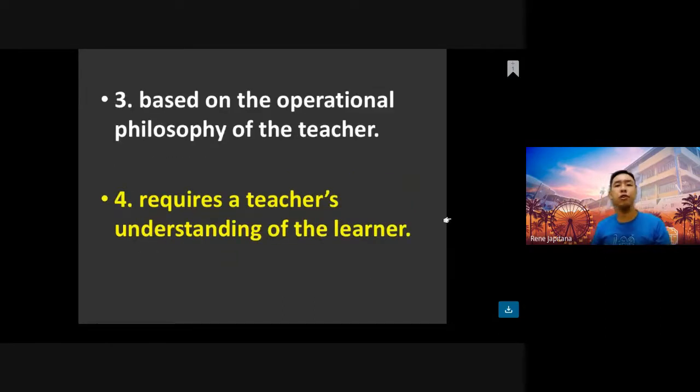The third one, it is based on the operational philosophy of the teacher; it will always be the guiding principle of the teacher, his or her philosophy of choice of teaching. Another thing, it requires a teacher's understanding of the learner. So when you prepare your lesson plan, always consider the type of learners that you have. I keep repeating this because your lesson plan will always depend on the type of learners that you will have. You need to adjust to the type of learners that you have.